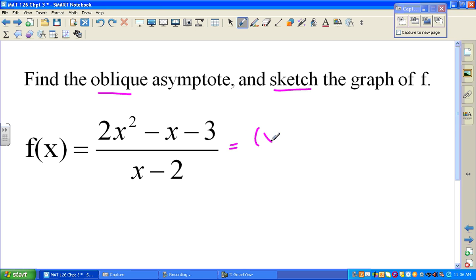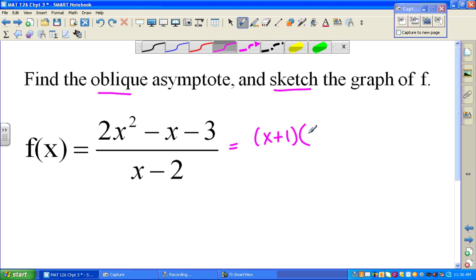So this is going to be x plus 1. Said -1, didn't it? Yeah. And then 2x minus 3, all over x minus 2. All right? X-intercept.